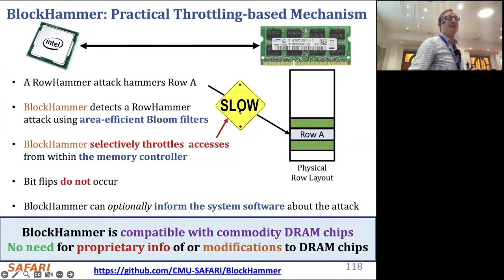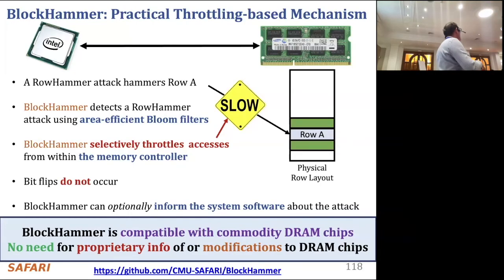You have an attacker hammering row A. We use hardware-based Bloom filters. How many people know about Bloom filters here? Okay, that's good. If you don't know, please learn. I don't have time to cover. But Bloom filters are essentially approximate data structures that represent set membership. You have a bit vector, and with this bit vector, you keep track of what is accessed, for example, what is activated. We have counting Bloom filters, so you can count the number of activations to different locations in the Bloom filter, which represent different rows, essentially, or row sets. It's a bit more complicated than that, but that's the idea.